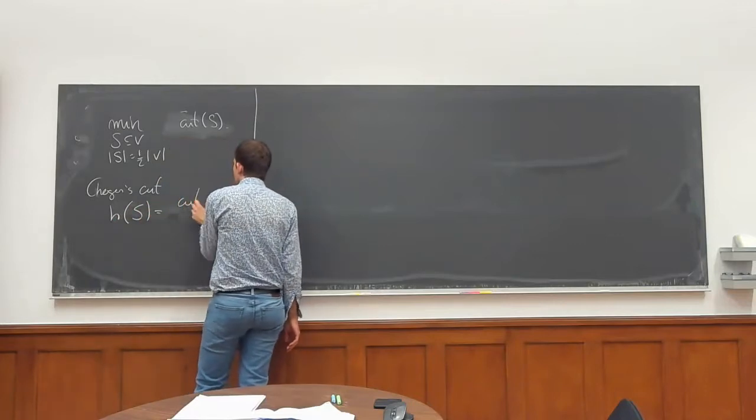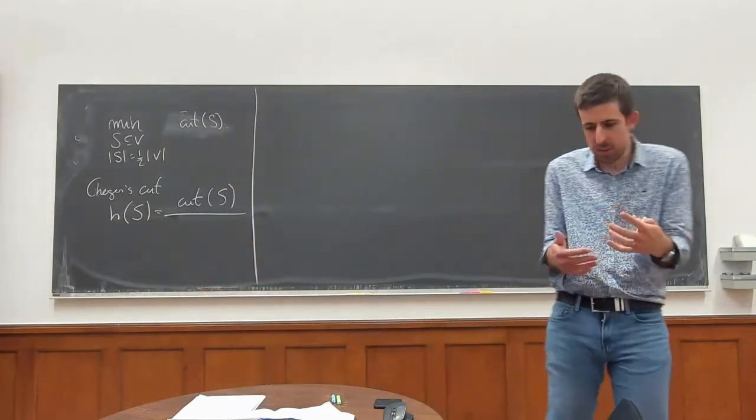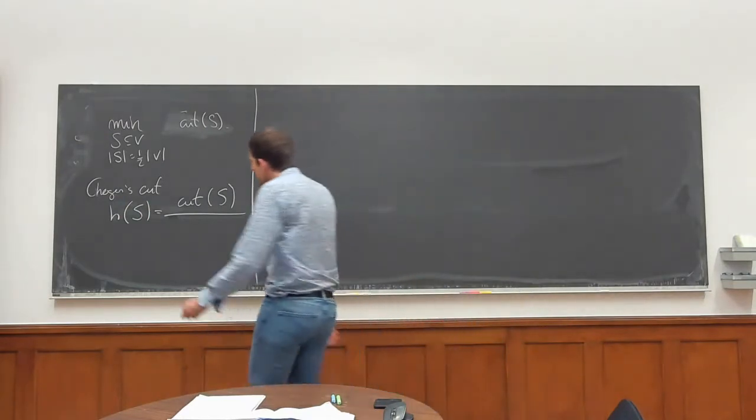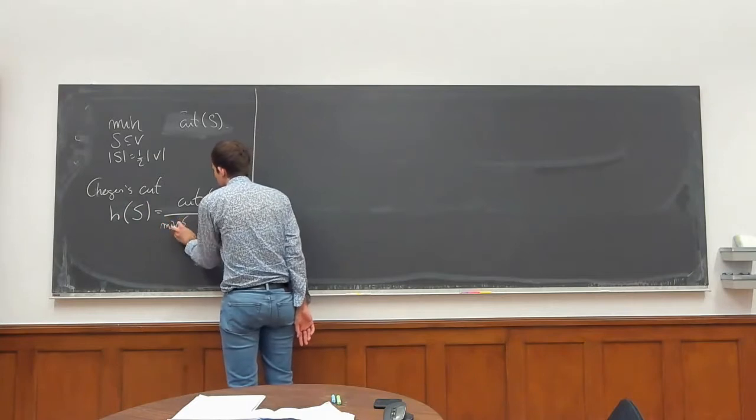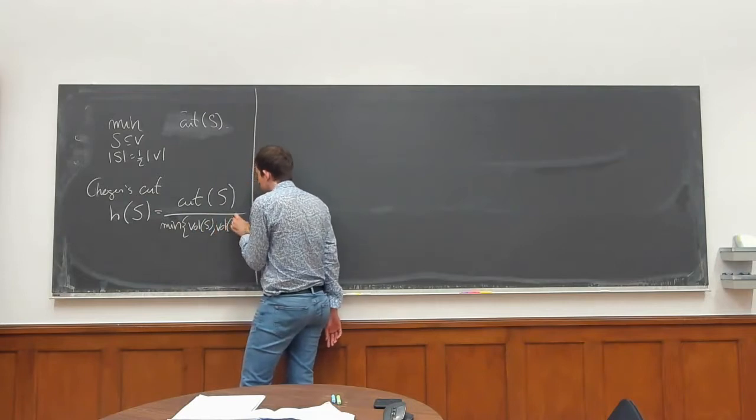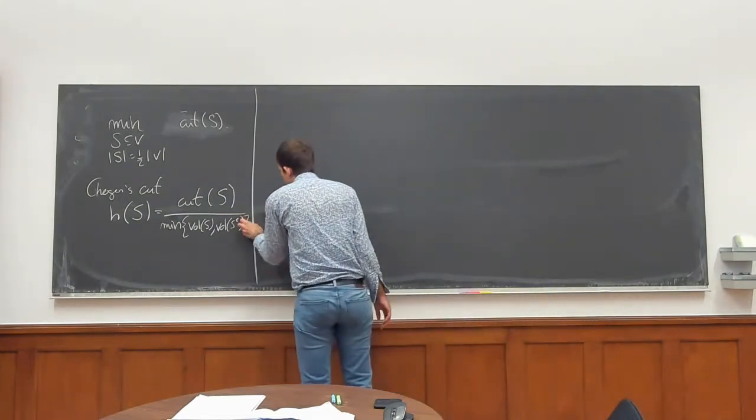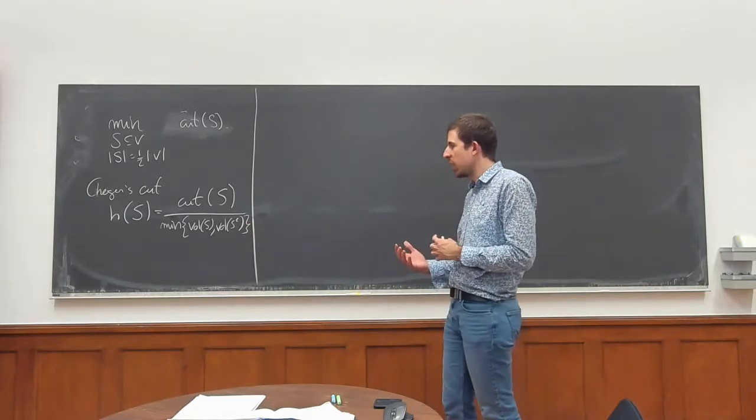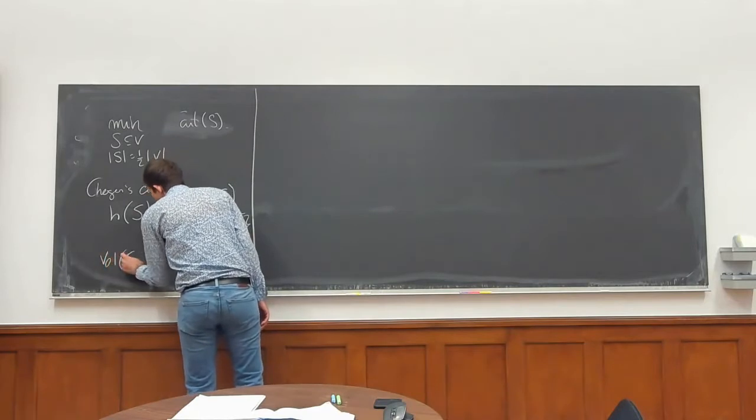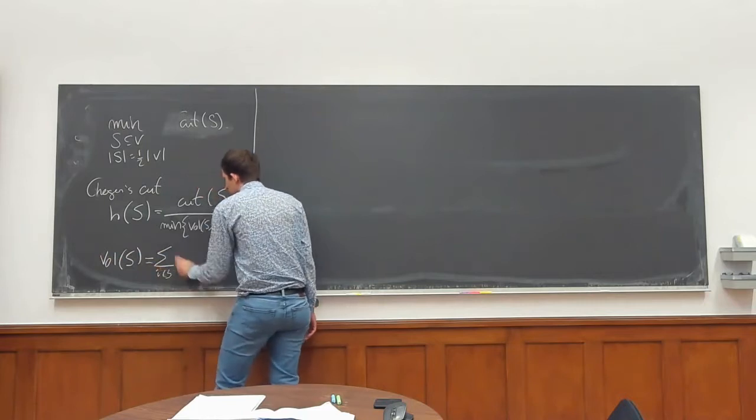You define this as the cut, but then to make sure that you don't cheat by picking just a set that's very small or a set that's very big, you divide by the minimum between the volume of the set and the volume of the set complement. Volume is a better way of measuring size in this type of setting, where different nodes get counted differently. Nodes with bigger degree get counted more. So the volume of the set S is simply the sum over all i in S of the degree.